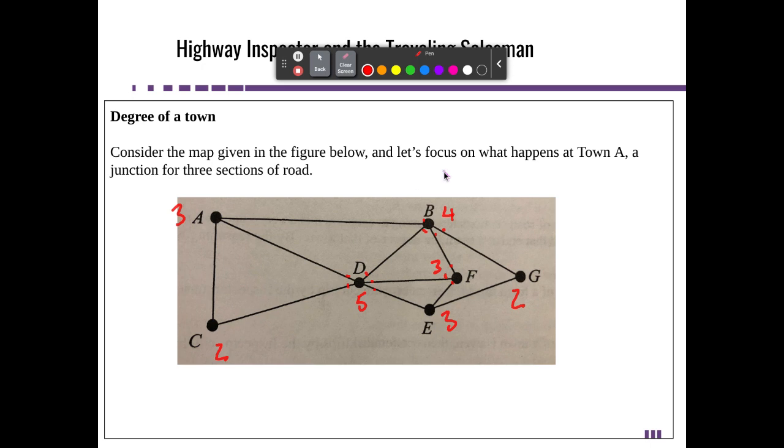All right, so considering the map given below, let's focus on what happens at town A, junction for a section of 3 roads. So what's happening at A is this idea that I have 3 different ways that I can leave this. So I could leave and come out, and what that allows me to do is be able to have ways in and out. So I can kind of come into that town and leave again as needed.